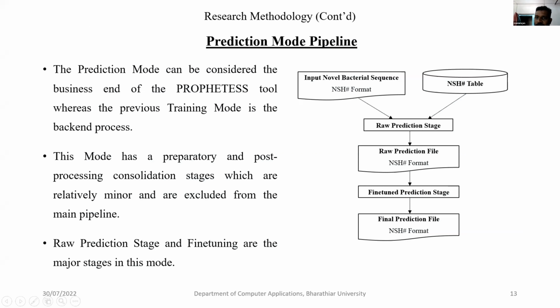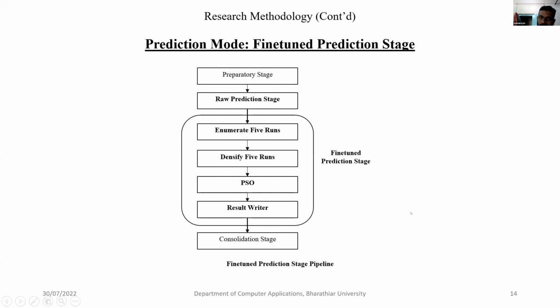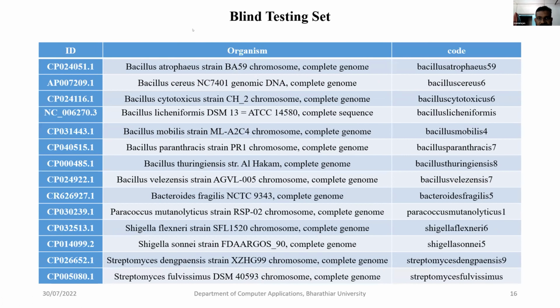And the prediction mode also. The input is novel bacterial genomes and the NSH hash table. First is a raw prediction stage, then the raw prediction file. After that, using PSO, the fine-tune prediction stage, and the final prediction file is generated. Here the fine-tune prediction stage using PSO is given. The modules are the preparatory stage and raw prediction stage. After that, 5 runs are enumerated. Then densification of the 5 runs, PSO, and the result write and consolidation stages come. This is a baseline testing set.